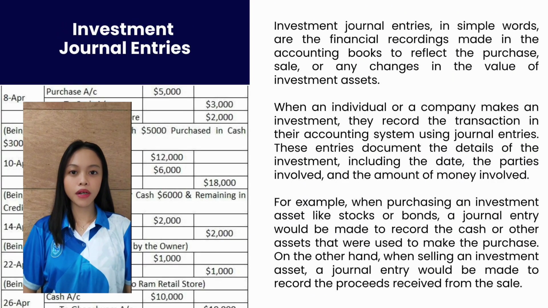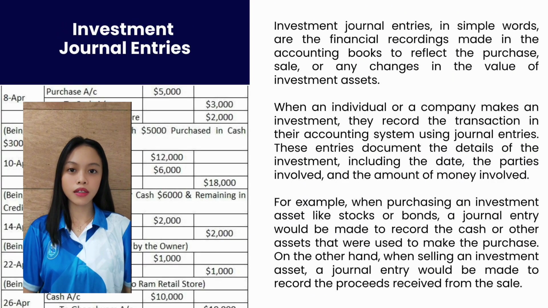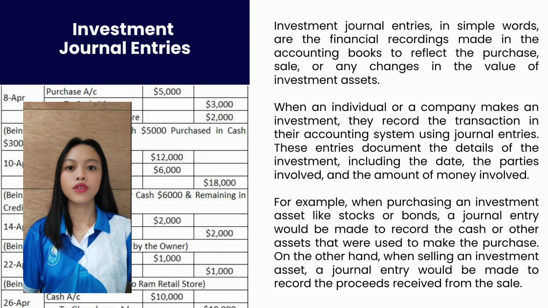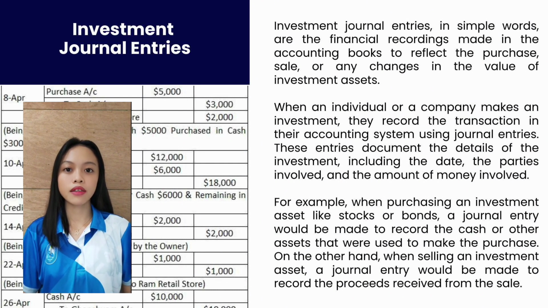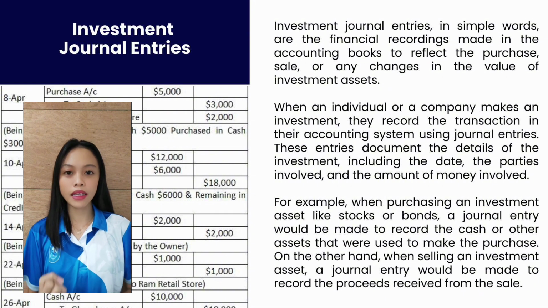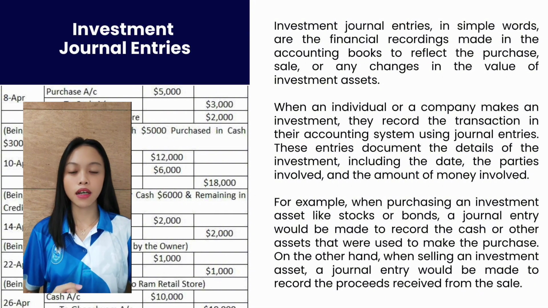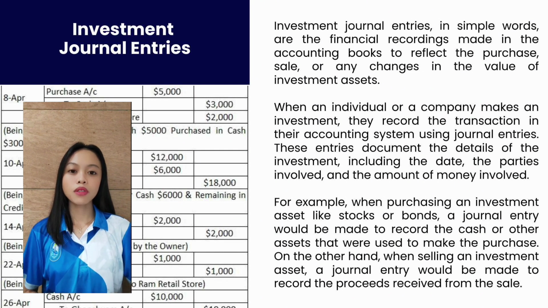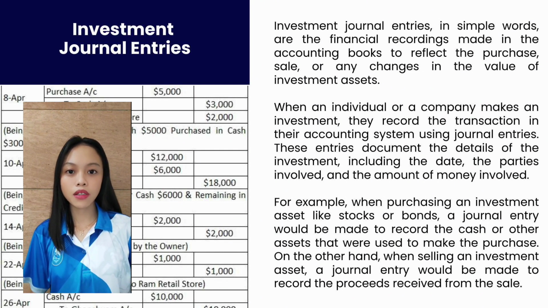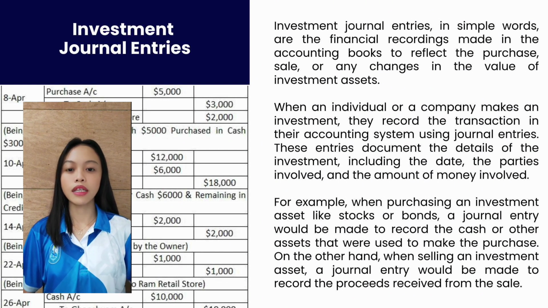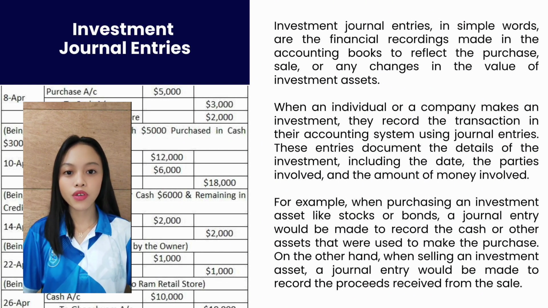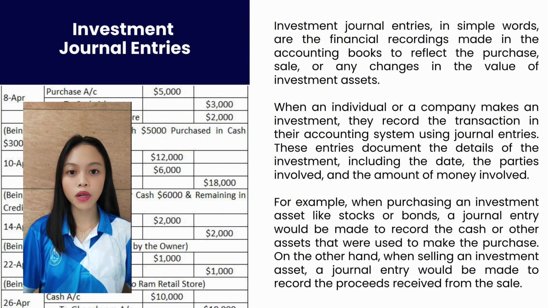Hi everyone, I am Marna Labrada and I'm going to discuss investment journal entries. So, investment journal entries help track the financial transactions related to buying, selling, or changes in value of investment assets in accounting books. So, in terms of accounting for marketable equity securities, one example is the investment designated as held for trading. So, it means it is recording an investment intended for quick profit through trading in the short term.